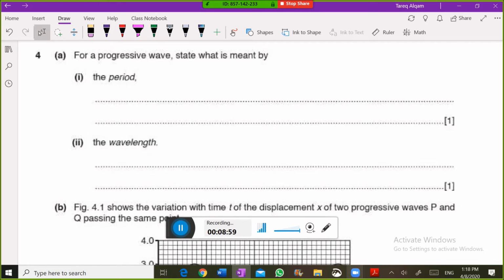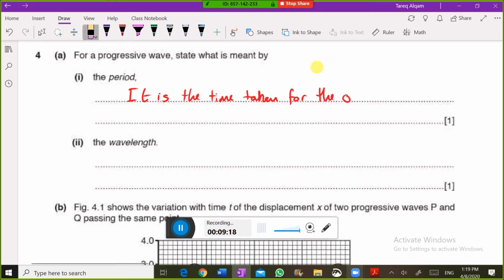Look at this question. For a progressive wave, state what is meant by the period. It's the time taken for one complete oscillation.